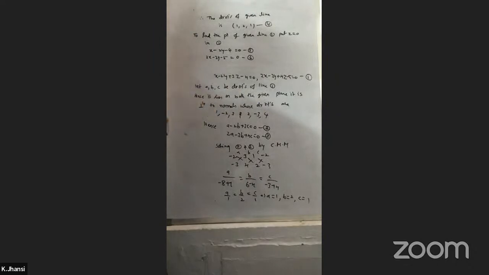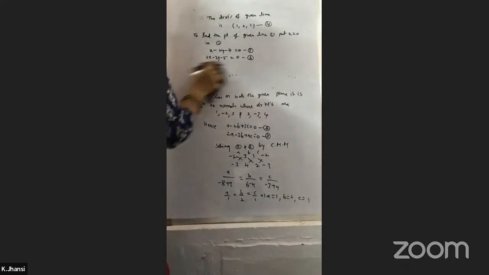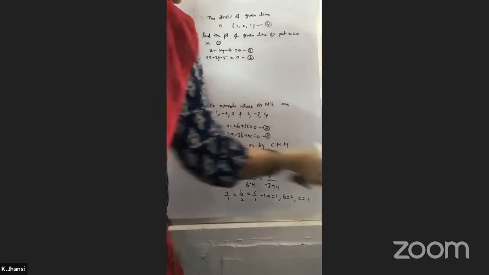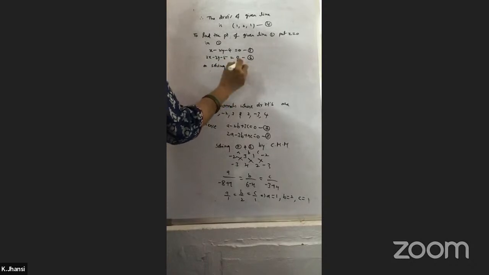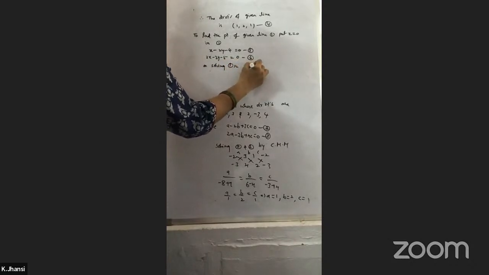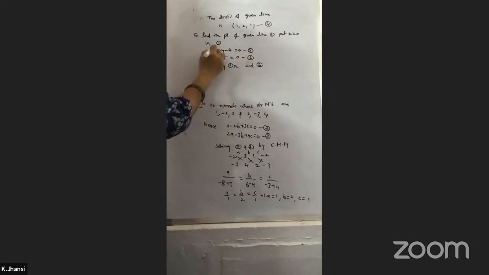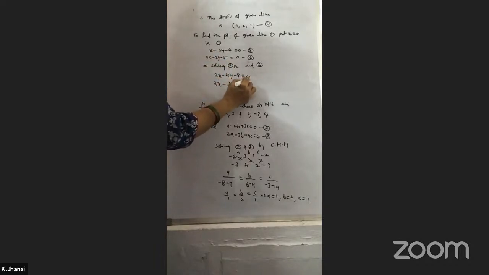On solving 5 and 6, that is, we can multiply 5 into 2 and 6. Okay. So 5 into 2 means 2x minus 4y minus 8 equals to 0. This is 2x minus 3y minus 5 equals to 0. So if we put minus plus minus, this is minus y.